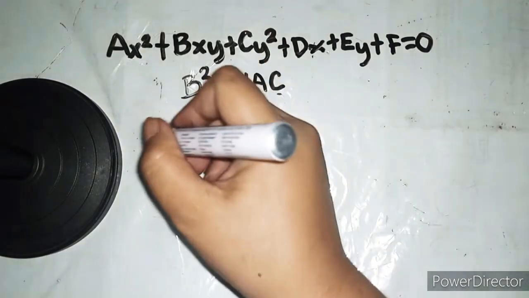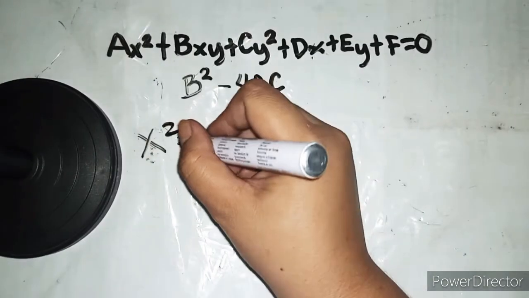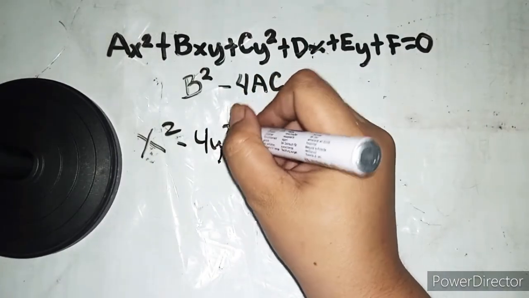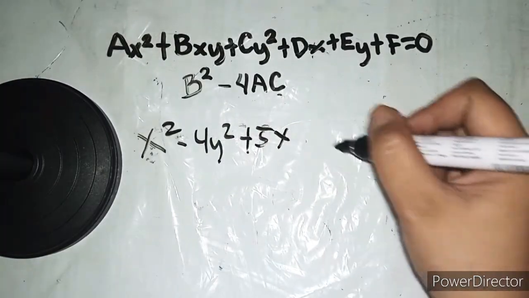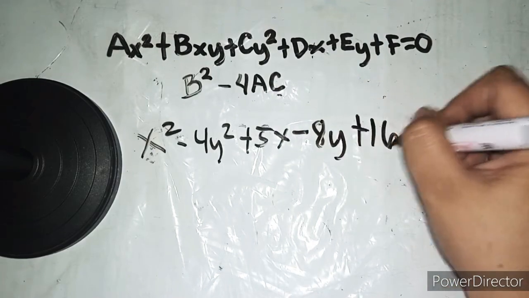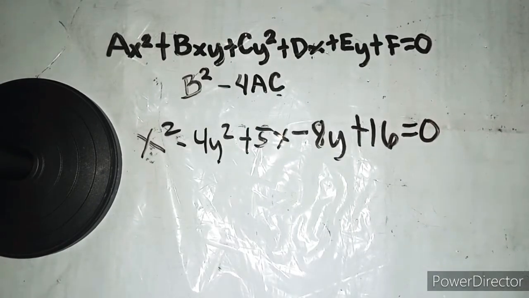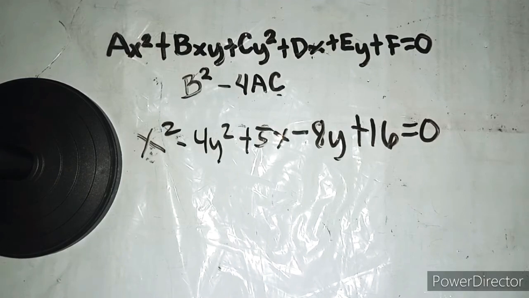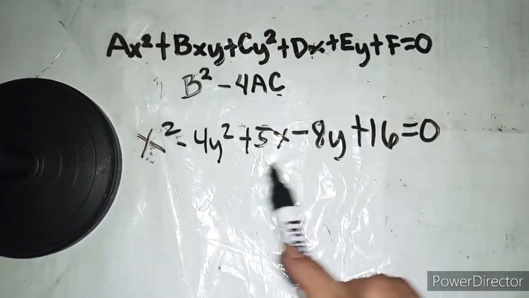Suppose we have x squared minus 4y squared plus 5x minus 8y plus 16 is equal to 0. Okay, so we have this equation. First, let's identify the values of a, b, and c. Let's check again b, x, and y. So let's check here in our equation.